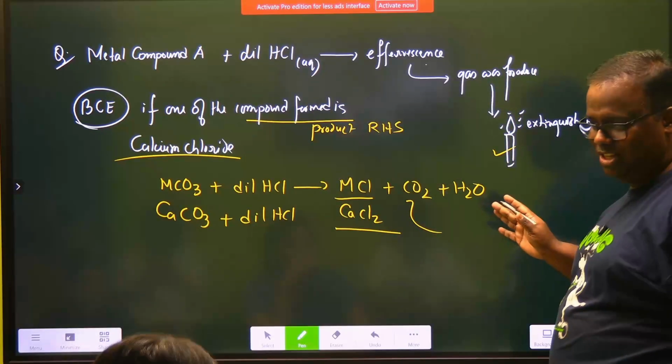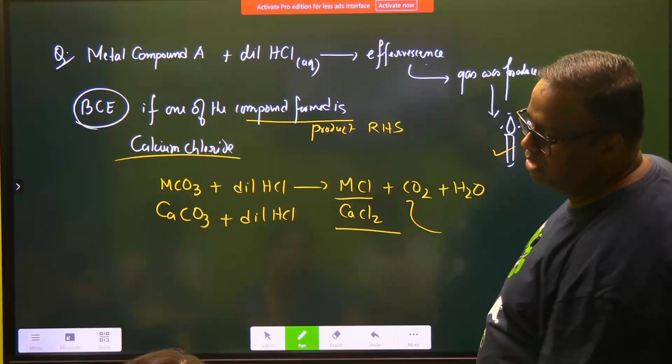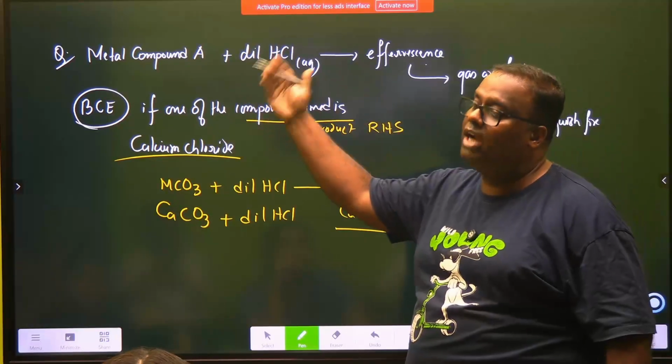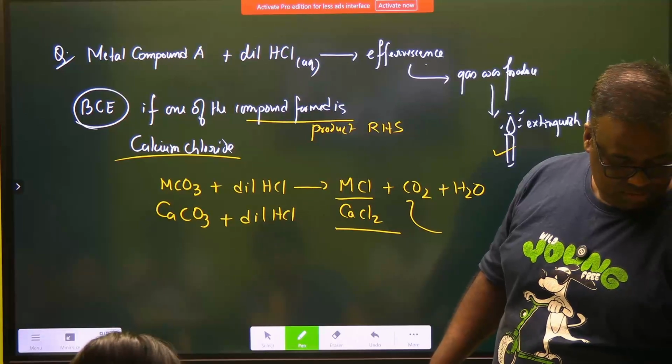Will you answer this question now? So what will be the compound? The compound will be a metal carbonate, which is calcium carbonate. You could have done this with calcium hydrogen carbonate also. No doubt about it. Okay.